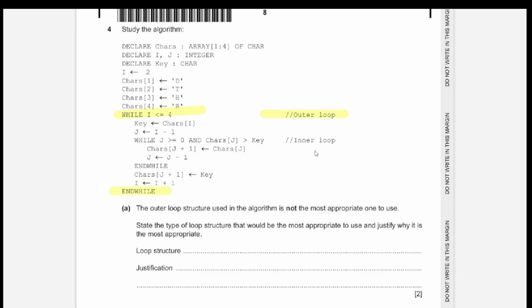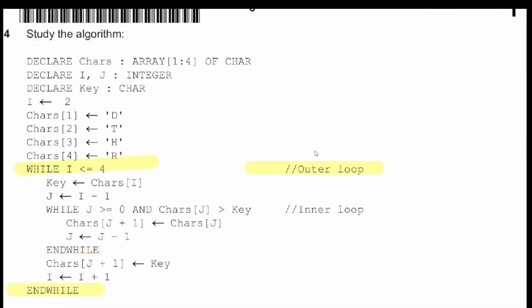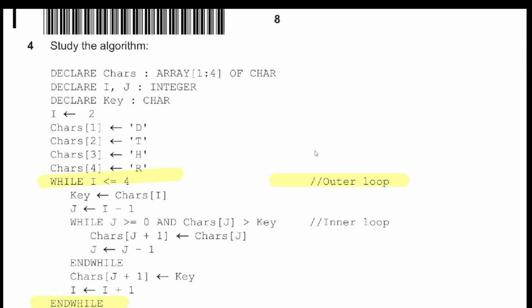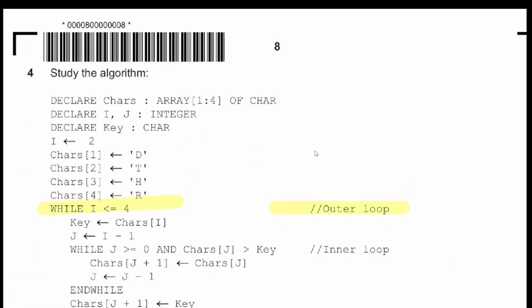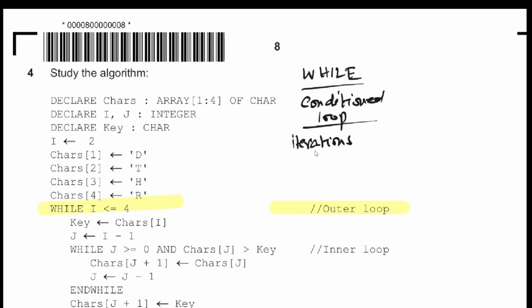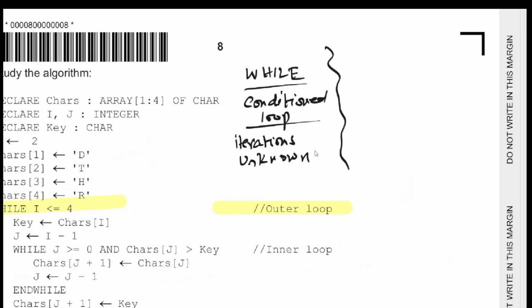The outer loop structure used in the algorithm is not the most appropriate one to use. State the type of loop structure that would be most appropriate to use and justify why it is the most appropriate. For this, you should know that the while loop is called a condition loop, and it is most appropriate when the iterations are unknown. You don't know how many times the loop is going to repeat. And the alternative to this is the for loop.